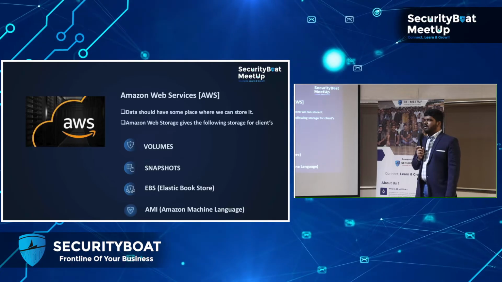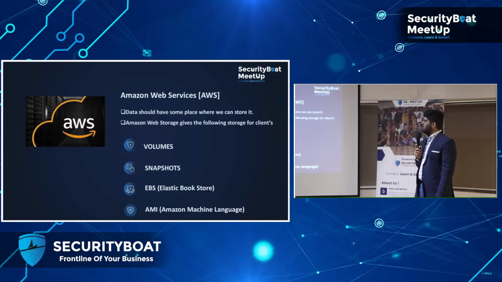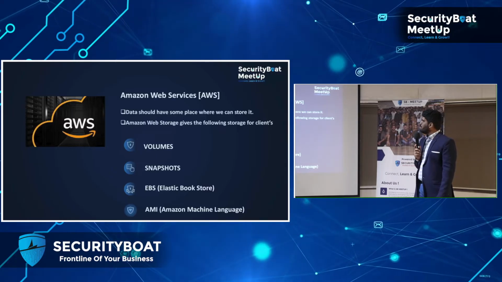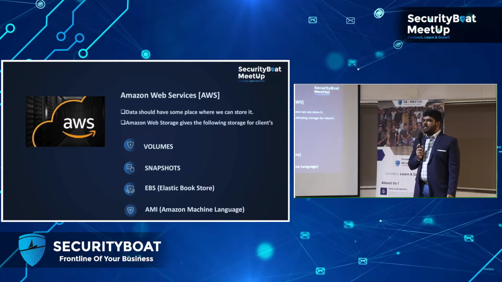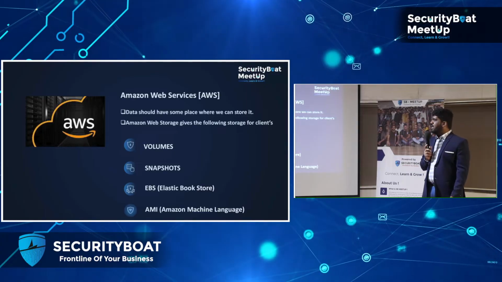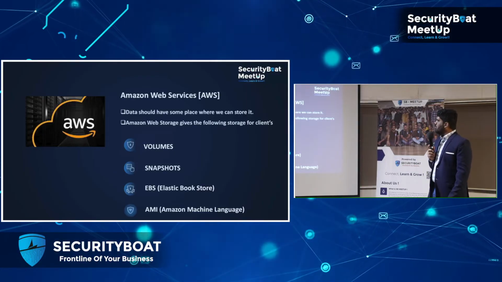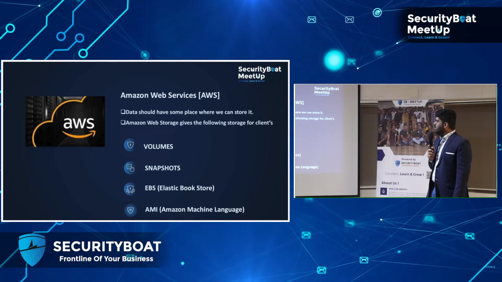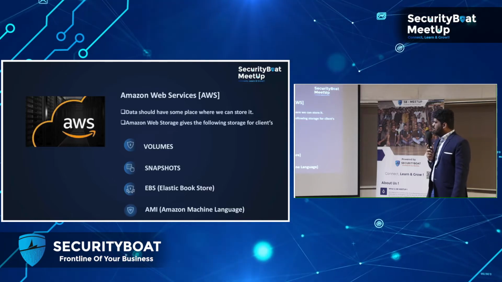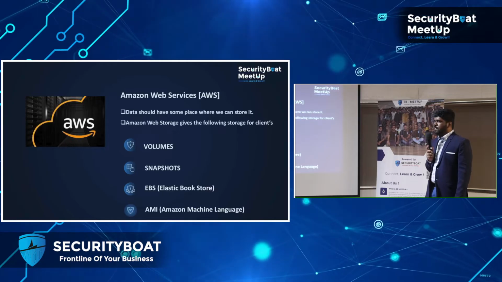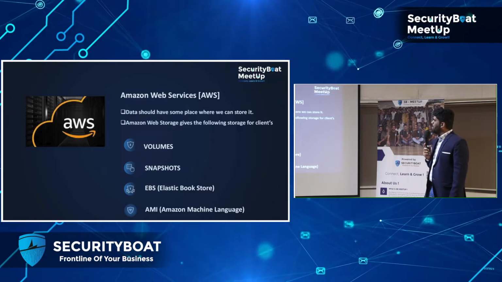Here are some of the features given by Amazon Web Services to store data. Wherever there is data, we require some type of space to store it. So Amazon Web Storage gives four facilities: volume, snapshot, EBS, and AMI. We will discuss these one by one.